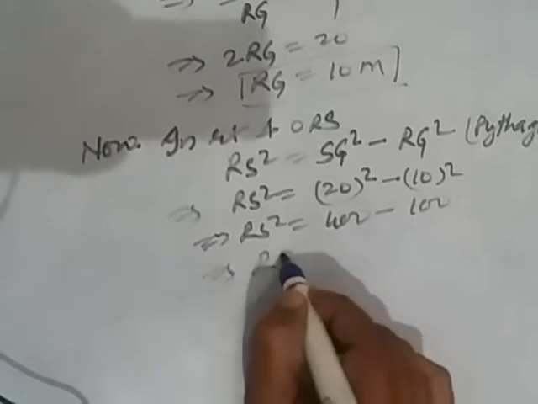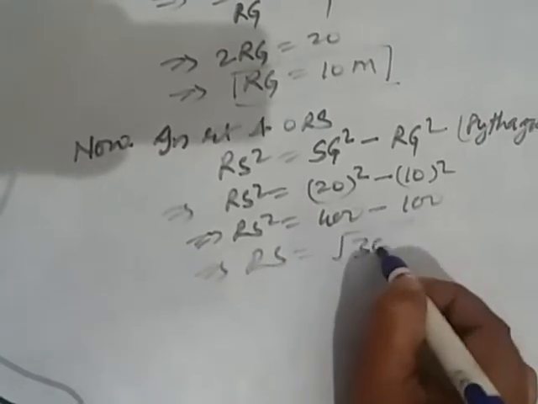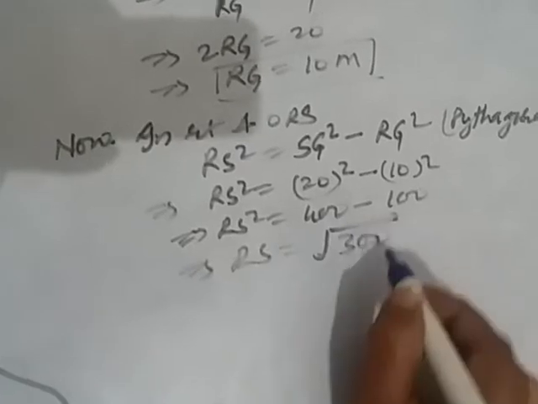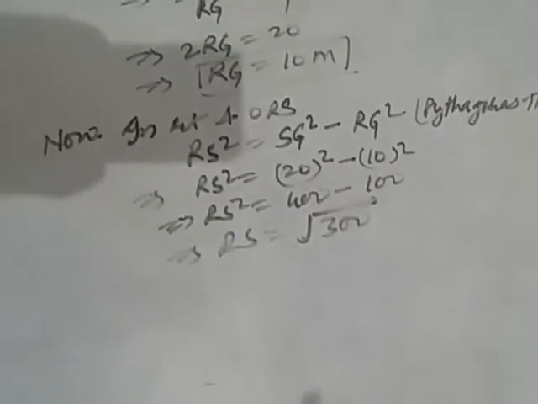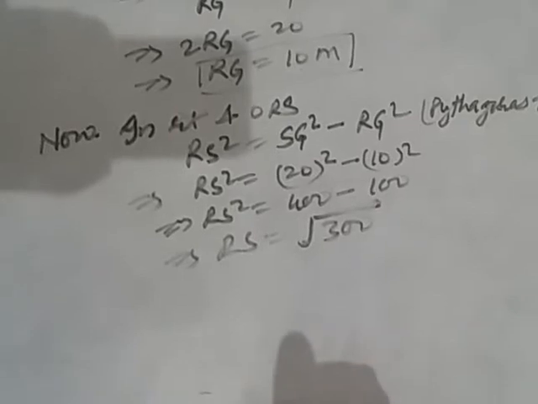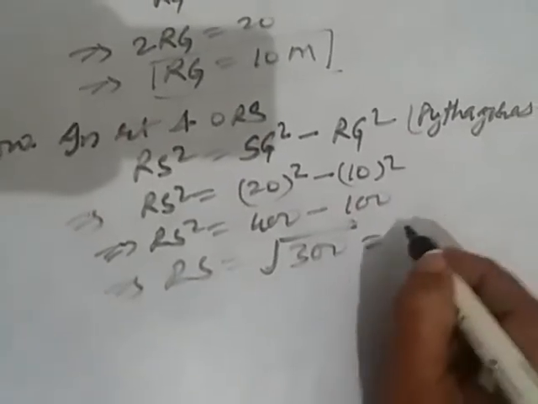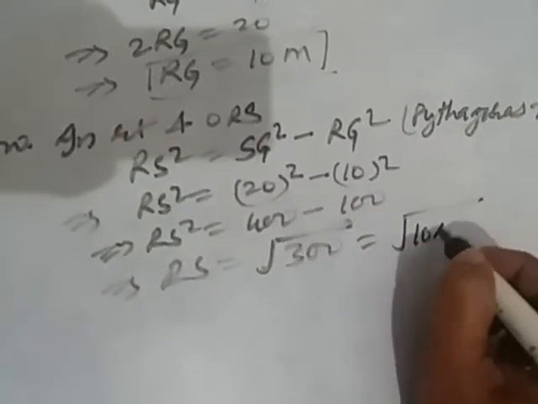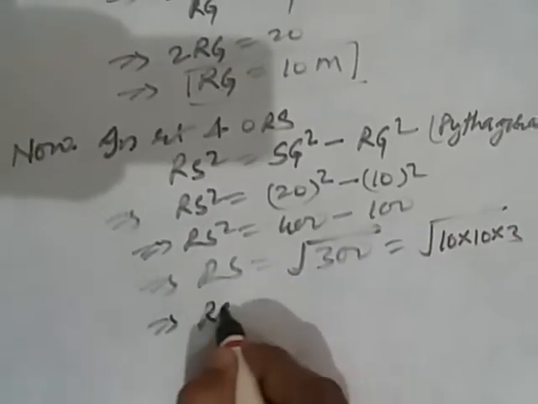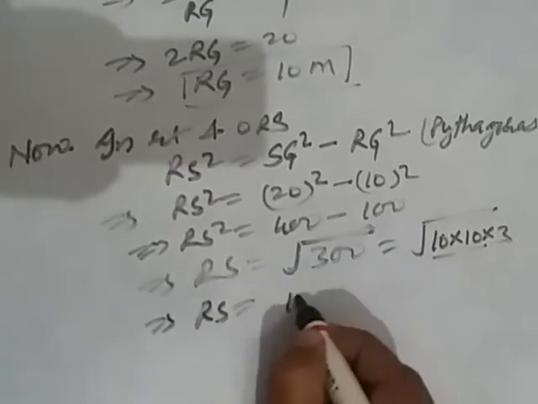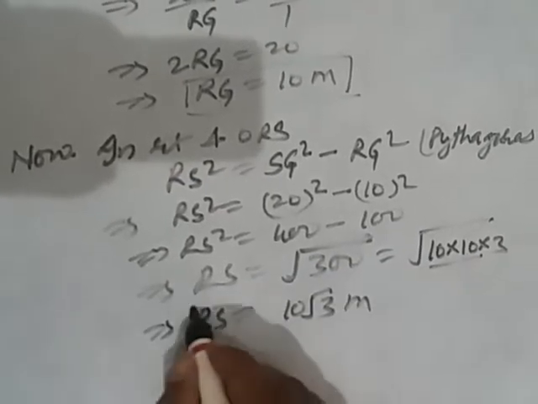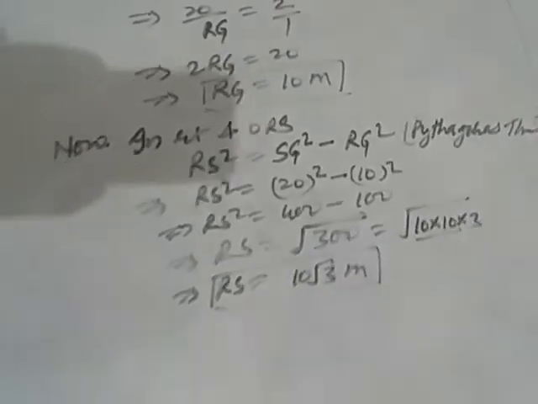This implies that RS equals under root 300. Okay children, now find out its value. Under root 300 can be written as under root 10 into 10 into 3, right? This implies that RS equals 10 under root 3 meter. Now children, RS equals 10 root 3 meter.